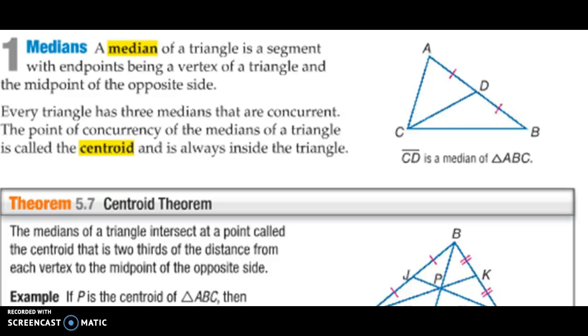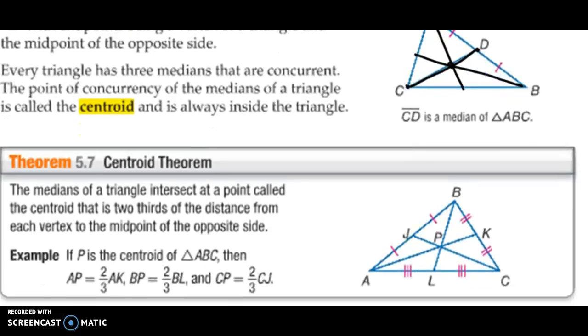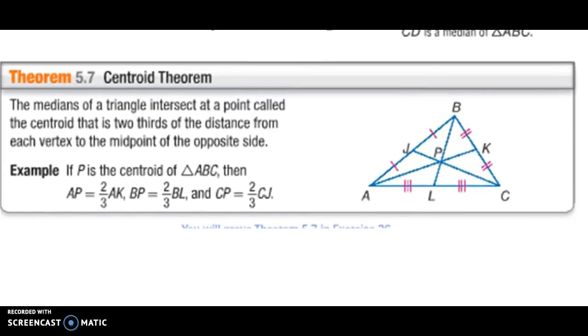So you'll see if I start at point C right here, and I go all the way across to the midpoint of AB, which is D, that's going to be my median. And all of the medians meet at a point, and that point is called the centroid. Center, point, centroid.